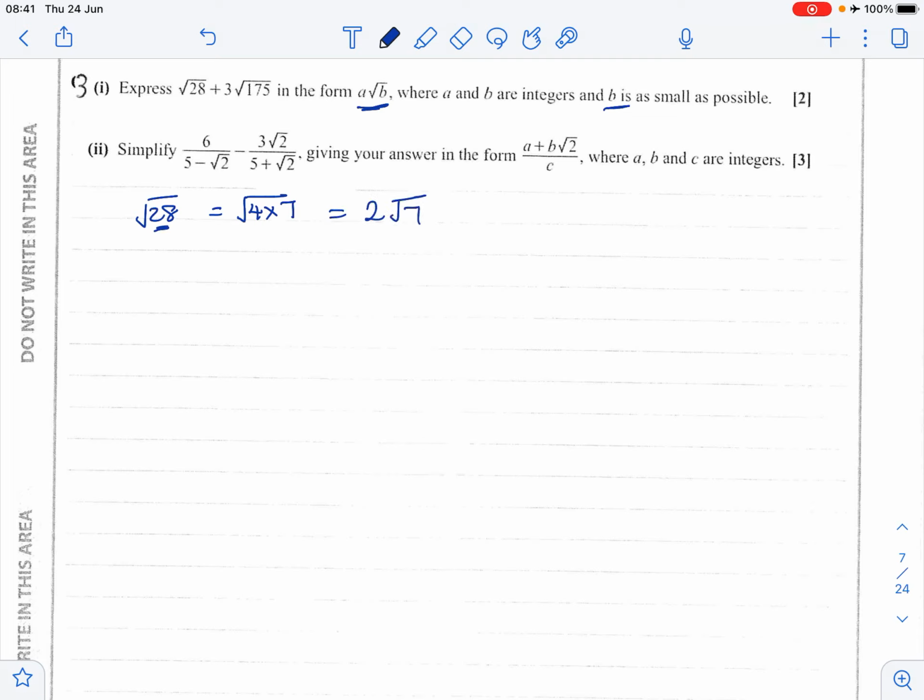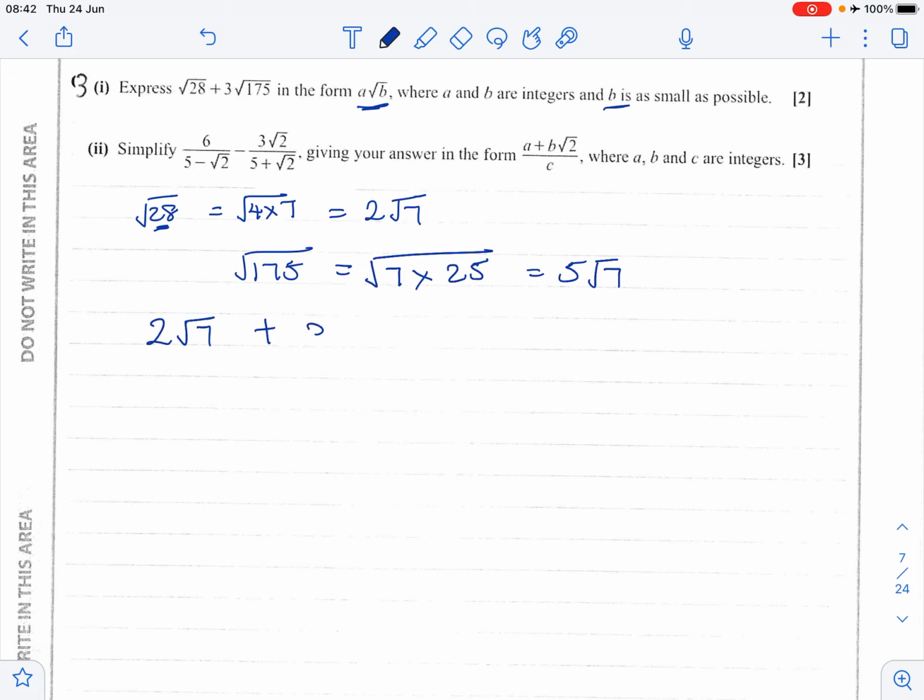So we have 2 root 7. Then let's look at root 175. Again, we can take 7. 7 times what? 7 times 25 is 175. So we have 5 root 7. So basically what we're doing here is 2 root 7 plus 3 multiplied by 5 root 7. This equals 2 root 7 plus 15 root 7. Therefore, to simplify it, we have 17 root 7.